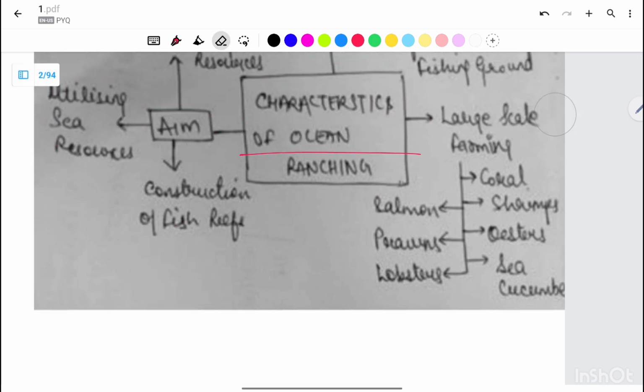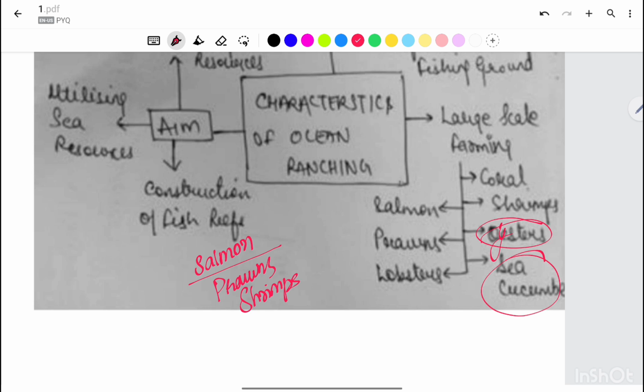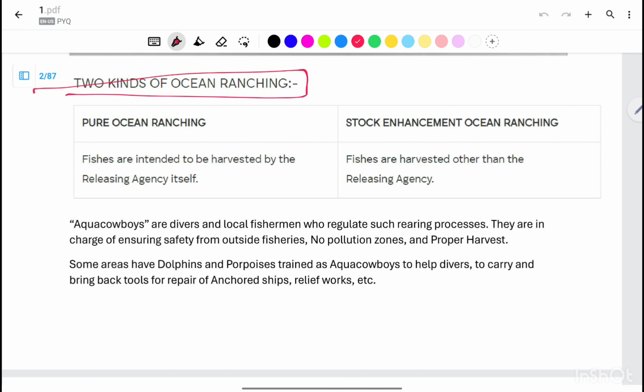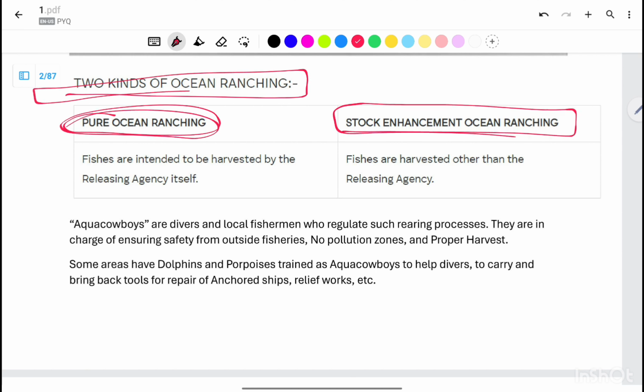What species can be farmed on a large scale? You have salmon. Some of the names must be mentioned here: prawns, shrimps, oysters, sea cucumber, lobsters, crab, and corals are also being farmed. Now, we have two types of ocean ranching: pure ocean ranching and stock enhancement ocean ranching.